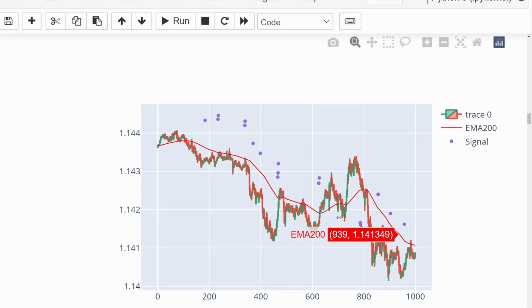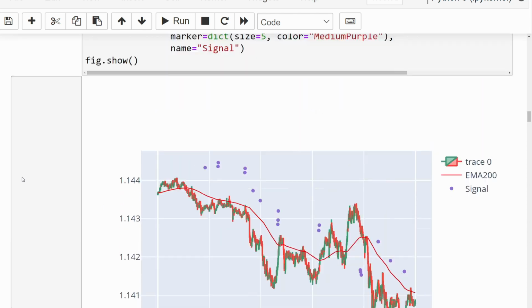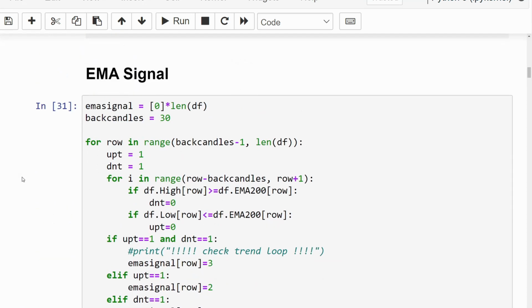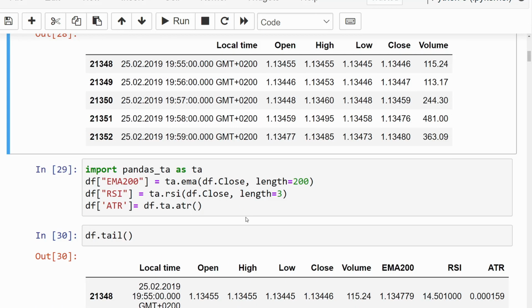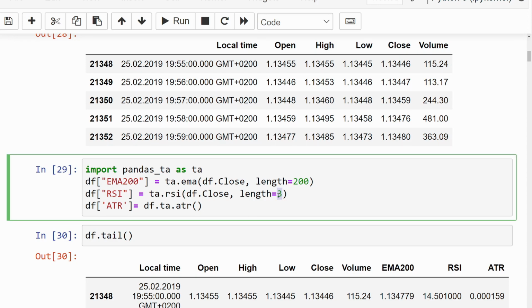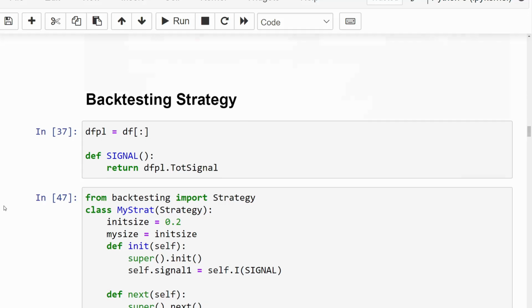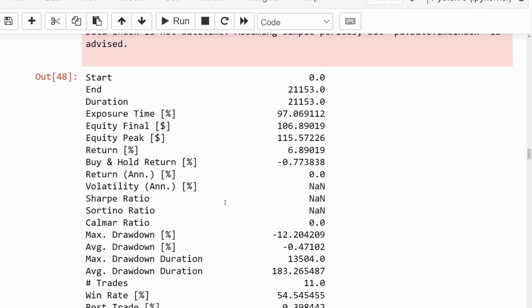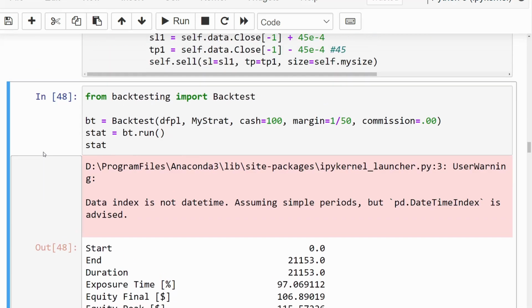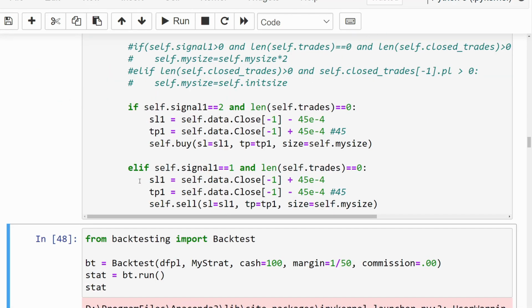Now we have the signals. It's working well, just as we needed. And again, for the RSI, in this case, I put 3, but you might as well put 2 and try it on your own. However, for the results, we can see that we have something around 6.8% for the first fixed distance, 45 pips stop loss and take profit. Now, this might be changed in this case because we changed the time frame.